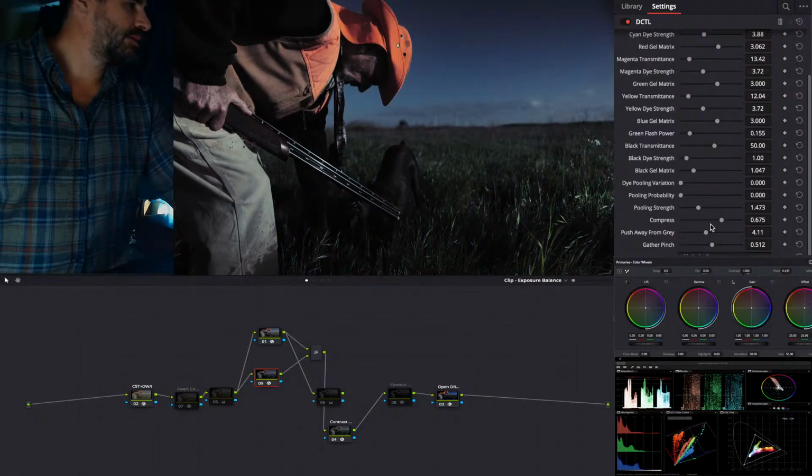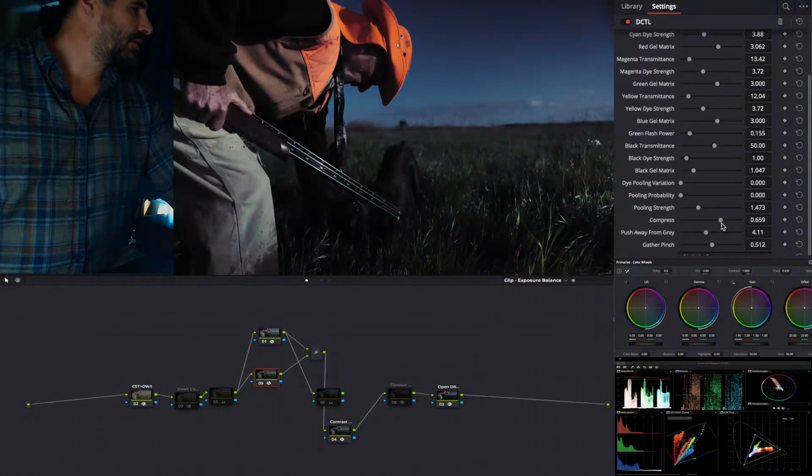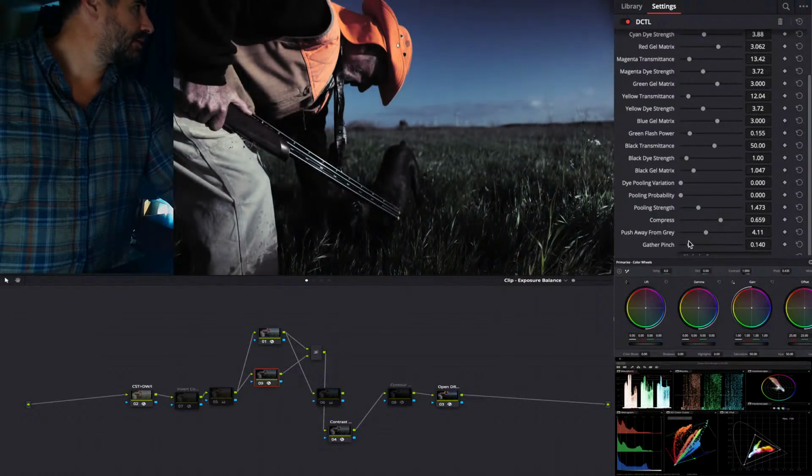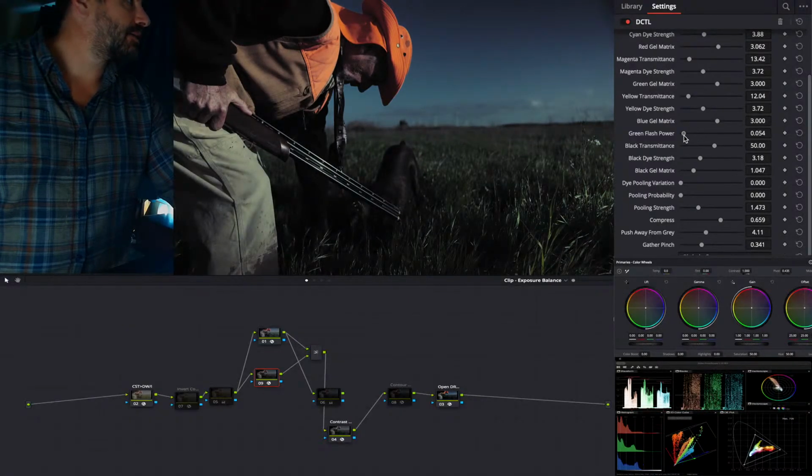Just kind of play around with these three sliders, and you come back up and play with the blocks.